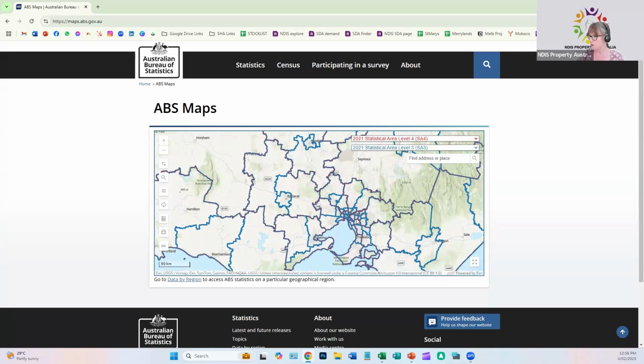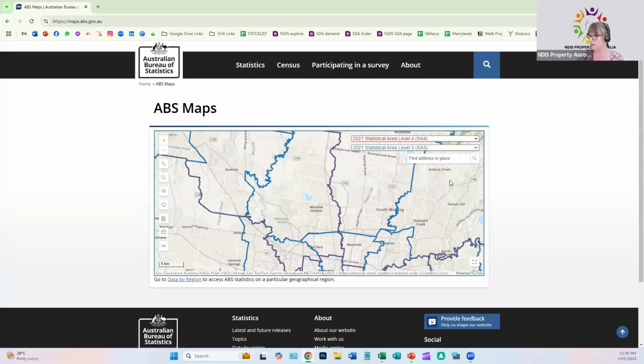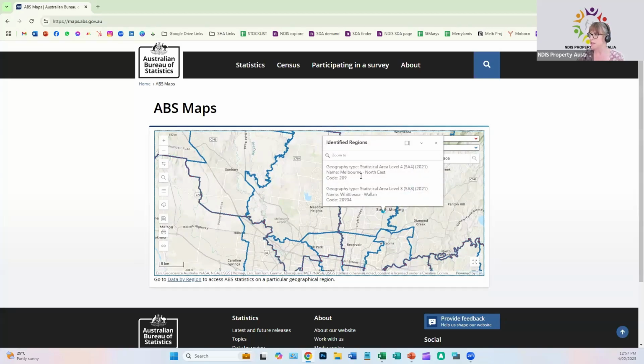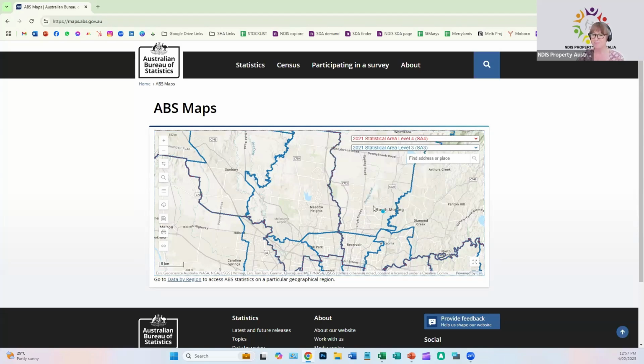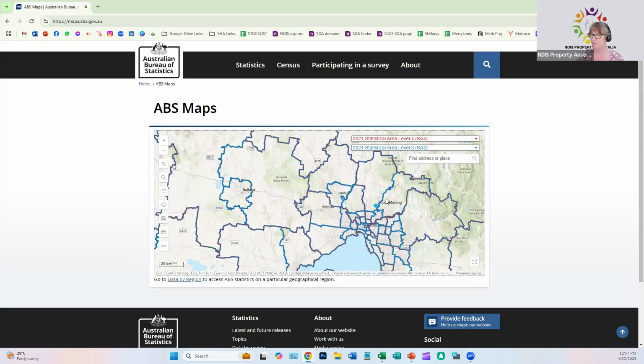and if I want to know what SA3 and SA4 South Morang is in, let's just click in there. It's telling me it's in the Melbourne Northeast SA4. And if you are looking into the data, which is a whole other topic, and you want to know the SA3 area, it's the Whittlesea-Wallan SA3. So that's just a little tip on how to determine the SA4 when you're using that calculator. I hope that's clear for everybody. You just need to go to ABS Maps on the ABS website.